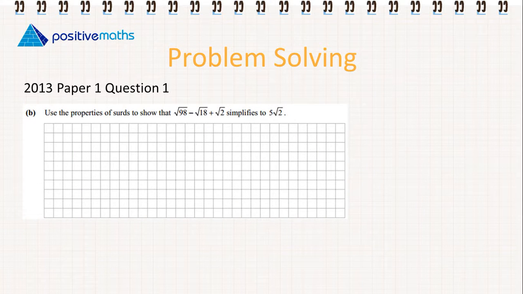So let's look at an exam question. This is from the 2013 Paper 1, Question 1. We need to use the properties of surds to show that the square root of 98 minus the square root of 18 plus the square root of 2 simplifies to 5 times the square root of 2. So we need to do our first step. We need to change all of the surds so that they are in terms of the square root of 2.